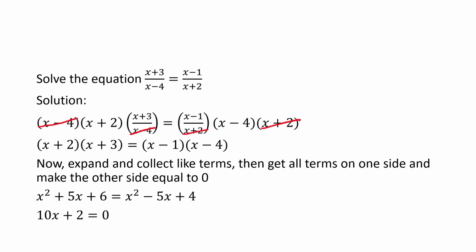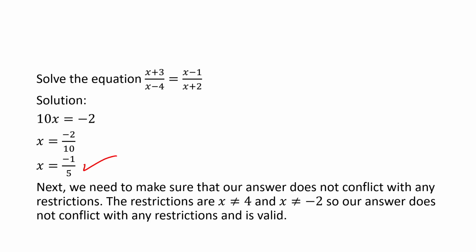Now what we're going to do is expand and collect like terms. When we expand the left-hand side, we get x squared plus 5x plus 6, and expanding the right-hand side, we get x squared minus 5x plus 4. We can subtract x squared from both sides. Simply 5x plus 6 equals negative 5x plus 4, meaning 10x plus 2 is equal to 0. And solving that is pretty straightforward. We get x equaling negative 1 over 5. We have to make sure that that answer doesn't conflict with a restriction, but the restrictions were x cannot equal 4 and x cannot equal negative 2, so our answer is valid.